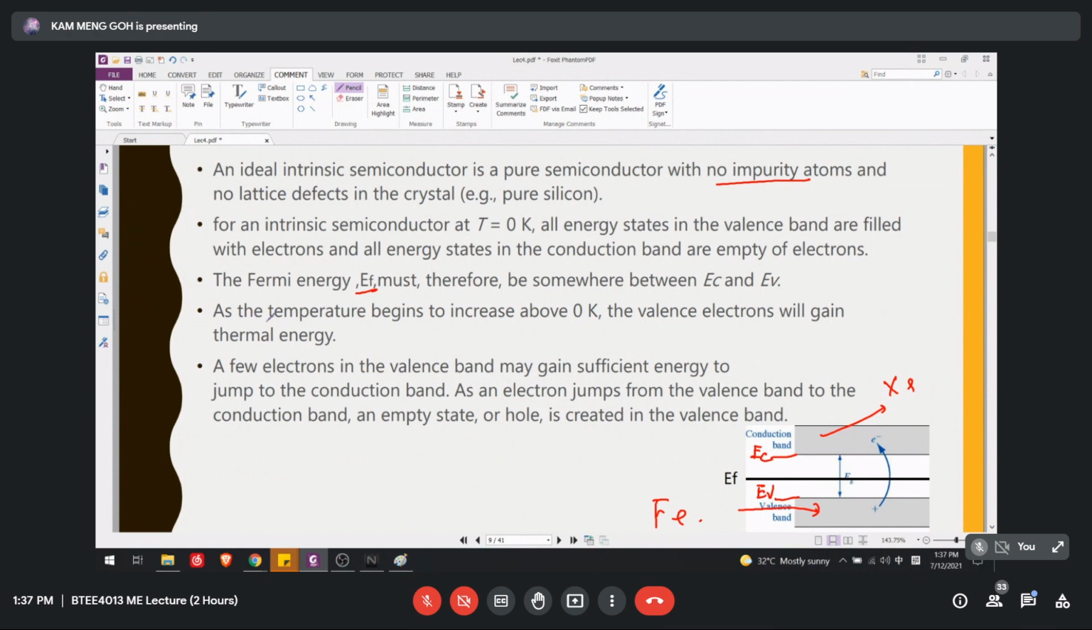Okay, when the temperature begins to increase above 0 K, the valence electron will gain thermal energy, which means that if you provide the energy here, the electron will start shaking. When it starts shaking, if it gets the energy, it will jump into here. So if there's an electron here, there must be a hole here. They must always come in a pair, unless you provide an additional electron into it, then it's a different story. But for the intrinsic semiconductor, it must always be like this.